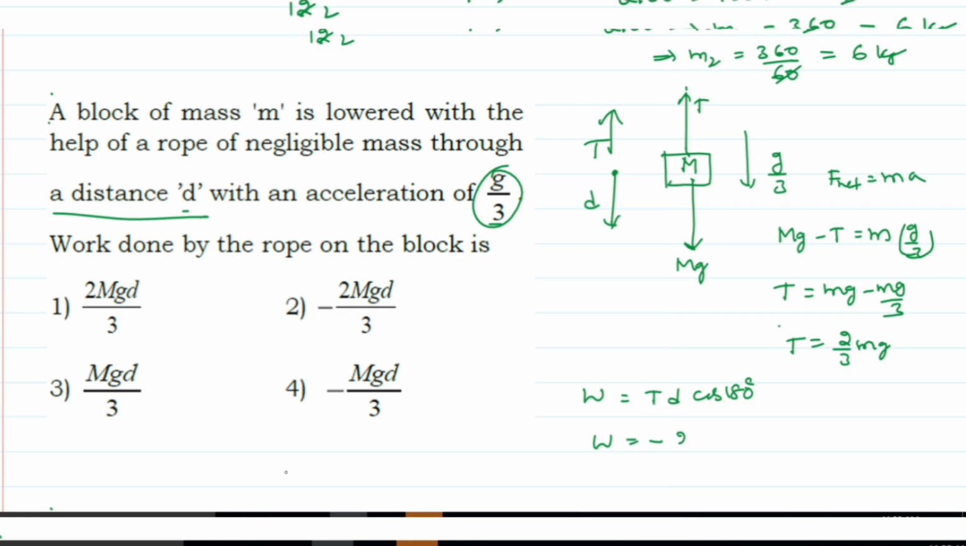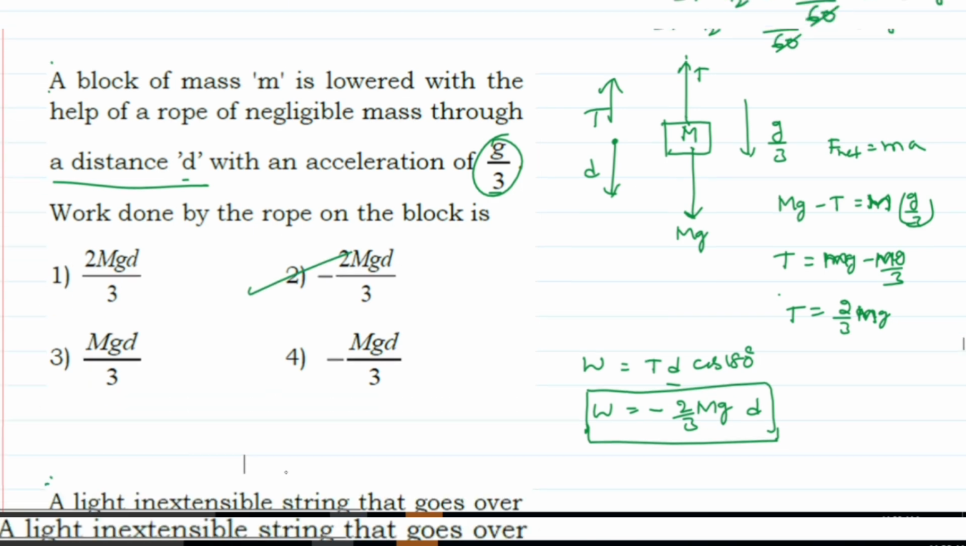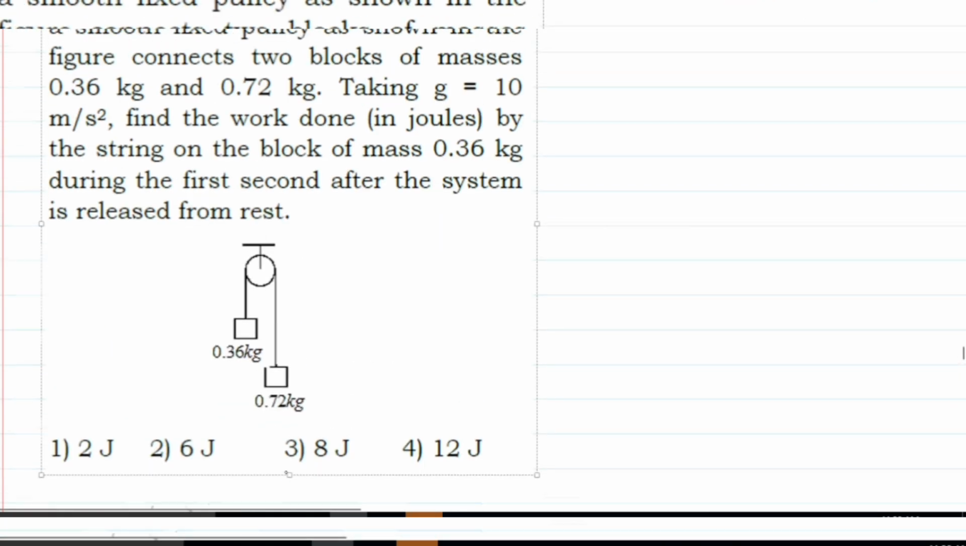So minus 2 by 3 into capital MG, here also capital MG, into the displacement d that is given. So the work done by the rope to release the body is W equals minus 2 by 3 into mg into d. So this is the correct answer. Let us see the next question here.